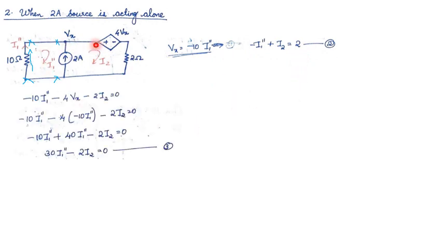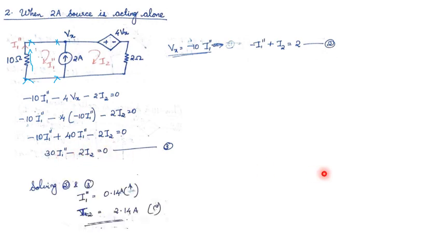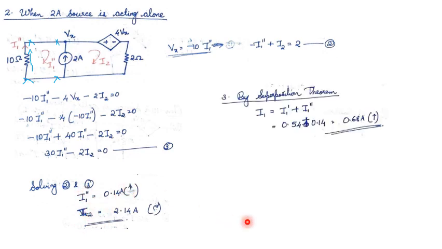Next step is to apply KVL to this loop. While applying KVL to this loop, the equation will be like this: minus 10 I1 double dash minus 4 Vx minus 2 I2 is equal to 0. Substitute the value for Vx from equation number 1. Then rearranging the terms of I1 and I2, we will get the equation like this. Now solve equations number 2 and 3 and find the values for I1 and I2. I1 double dash is 0.14 ampere upwards.